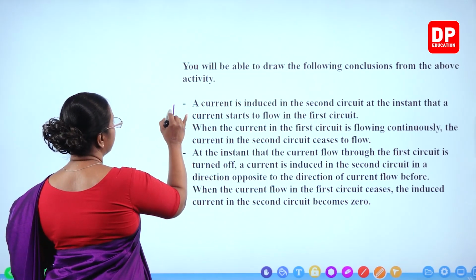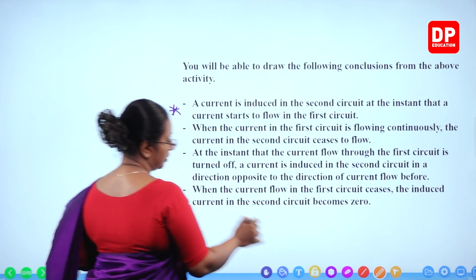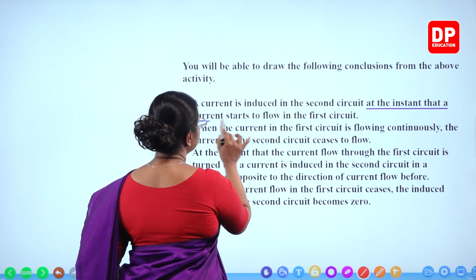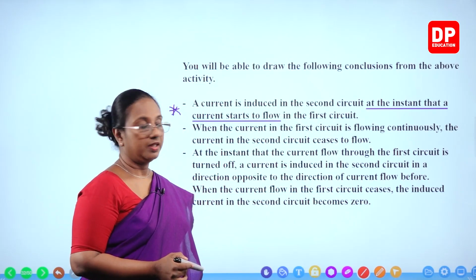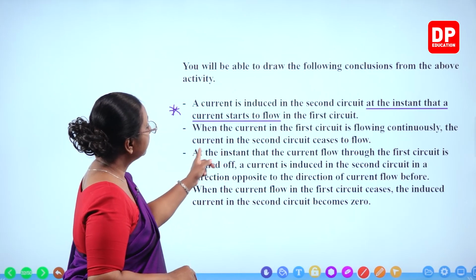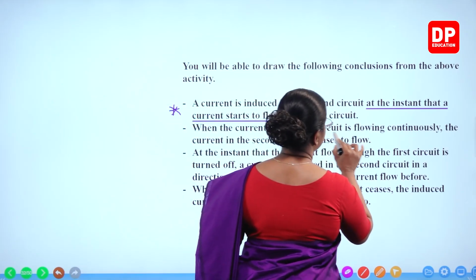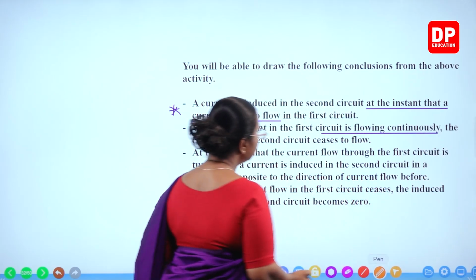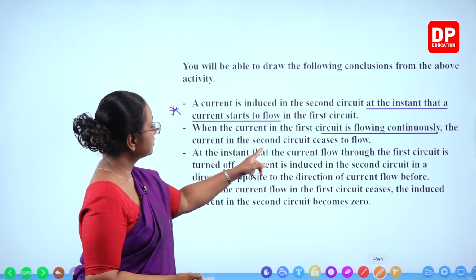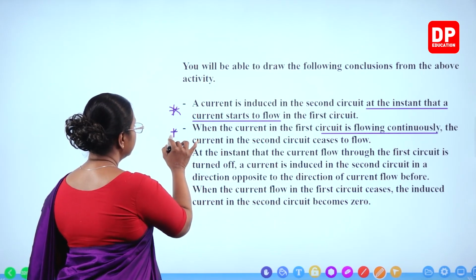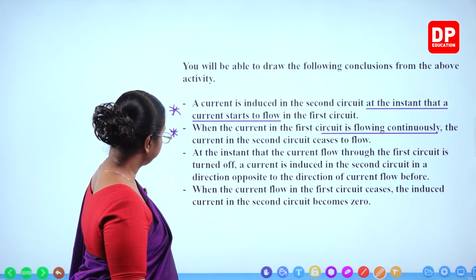As the current starts to flow, a current is induced in the second circuit at that instant. When the current in the first circuit is flowing continuously, the current in the second circuit ceases to flow. So that was the second conclusion.